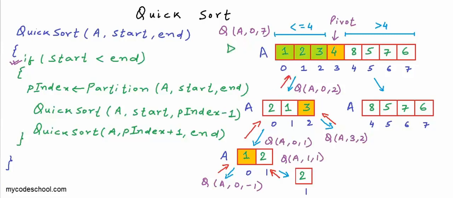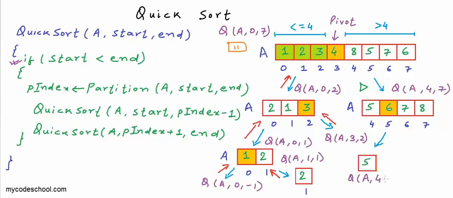Q(A,0,7) will resume, and now Q(A,0,7) will make a call for the segment right of the pivot. A call like Q(A,4,7) will be made. 4 is less than 7, so first partition will happen. After partition, the pivot will be 5. Now Q(A,4,7) will first make a call like Q(A, start 4, end 4), which will simply return because we have only one element in the segment.